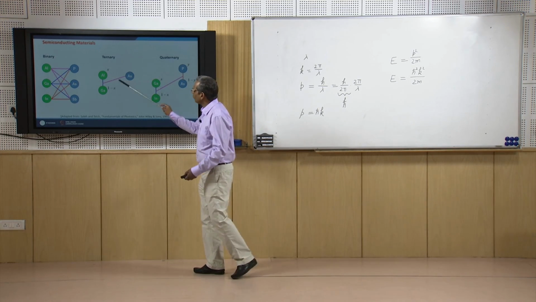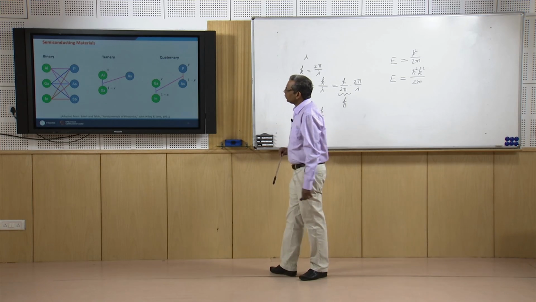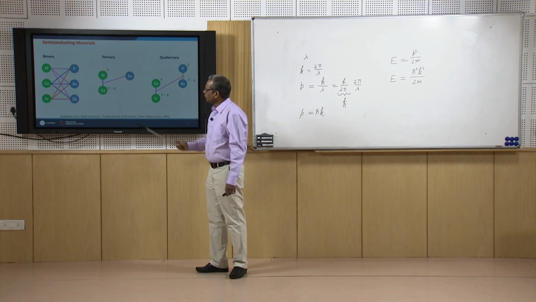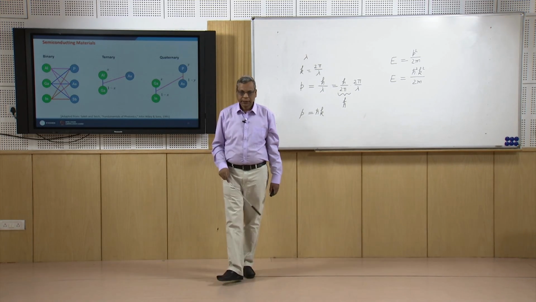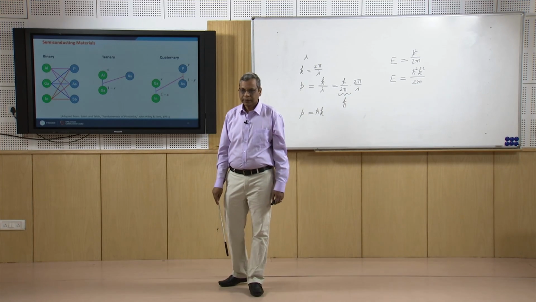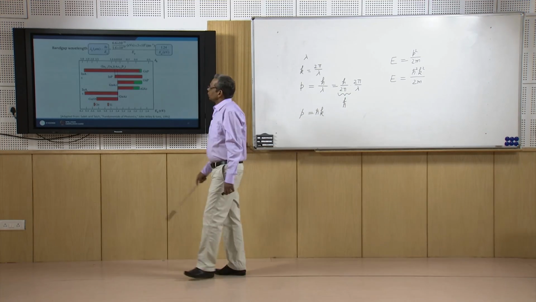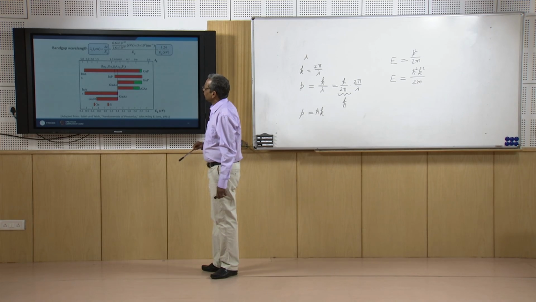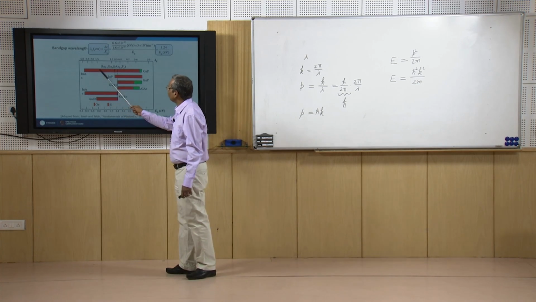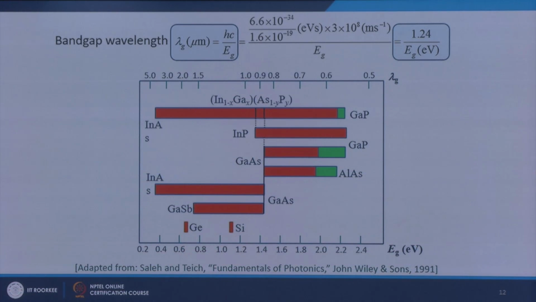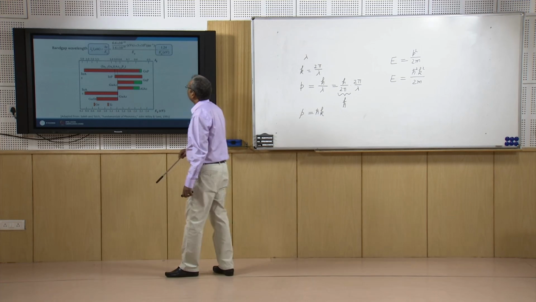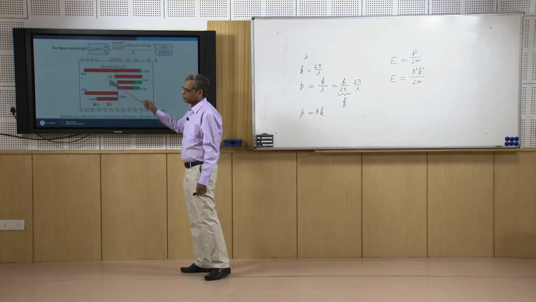What is the advantage of doing this? The advantage is that I can tune the band gap. When I change the composition, the band gap of the material changes. So, I can tune the band gap. Here what has been plotted is the composition of various semiconductors, whether quaternary, ternary or binary, their band gap energy and the corresponding band gap wavelength.